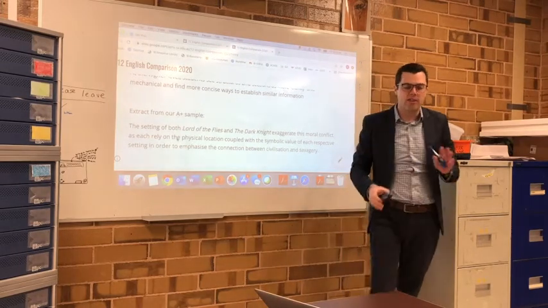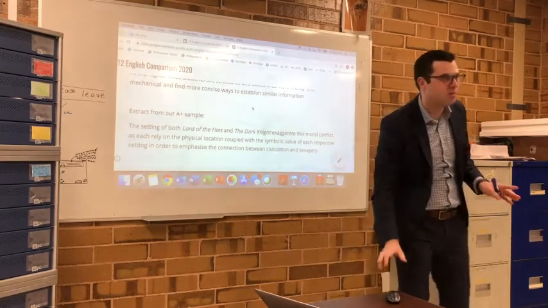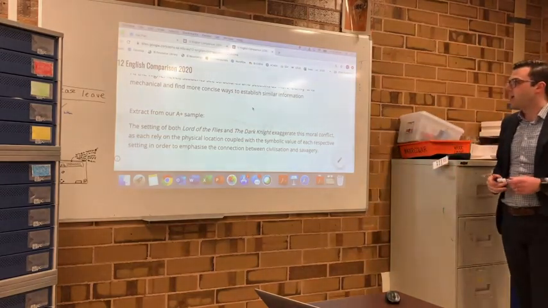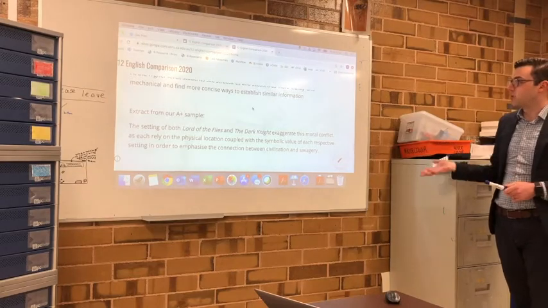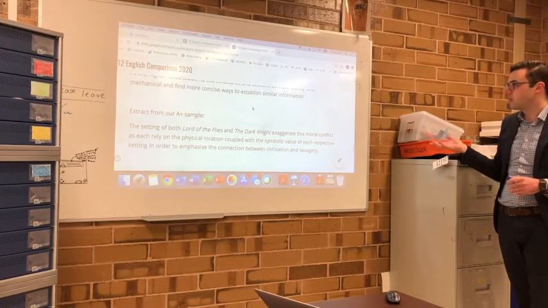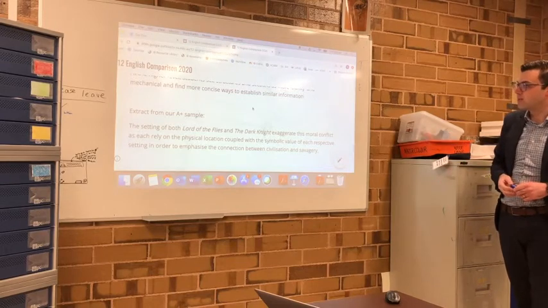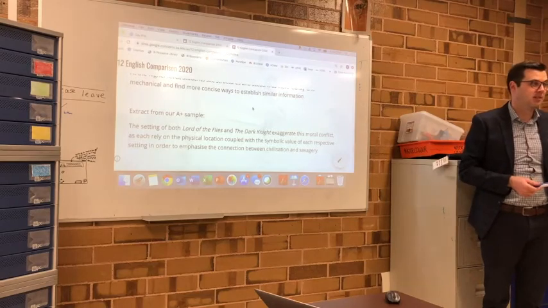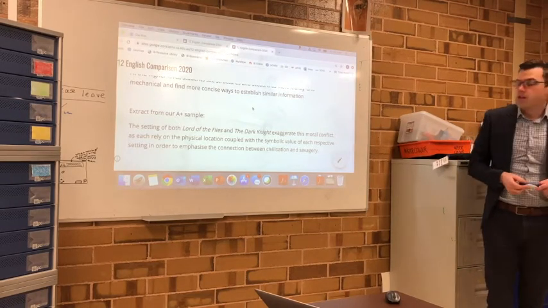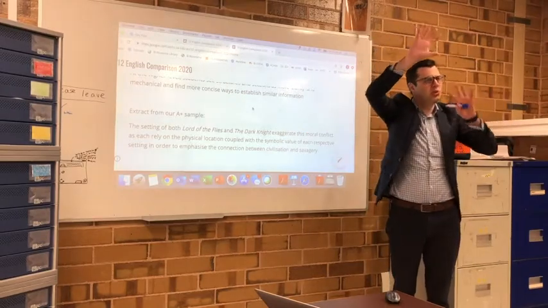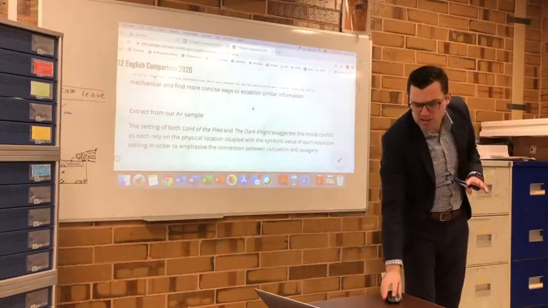This is how that student started one of their paragraphs. The setting of both Lord of the Flies and The Dark Knight exaggerates this moral conflict, as each rely on the physical location coupled with the symbolic value of each respective setting in order to emphasise the connection between civilization and savagery. Okay. So where before I had these two sections, I wonder what we can see in this one.